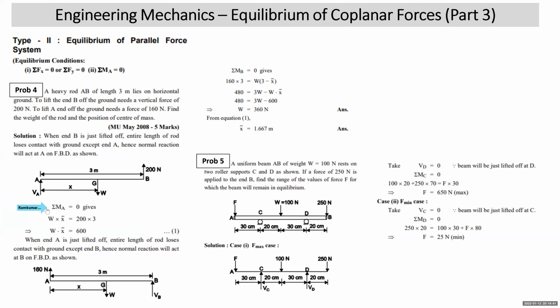If you take moment about A, then W into x bar, the weight will give you clockwise moment. This is x bar, read it x bar. W into x bar, as you can see here, and 200 into 3, 600. So you got W x bar is equal to 600, you got one equation.